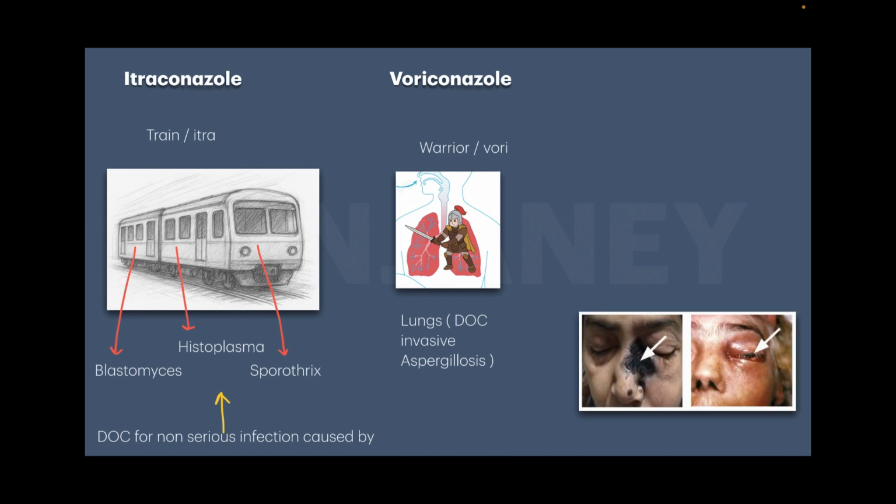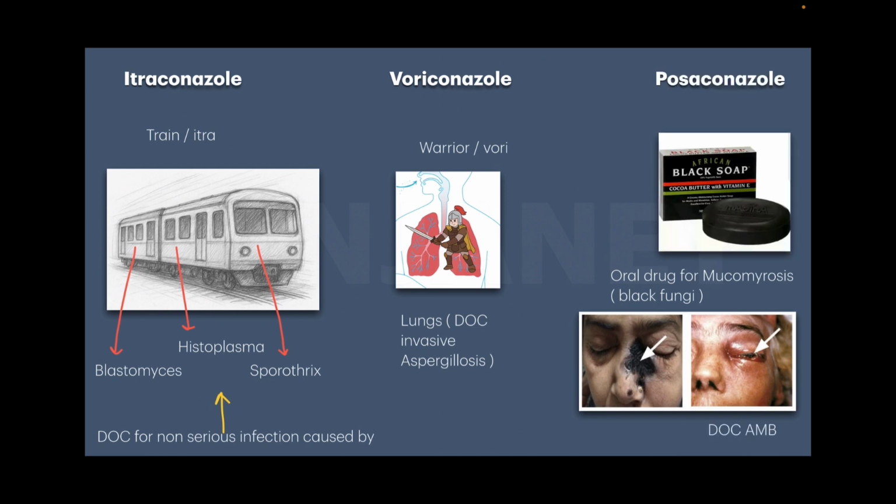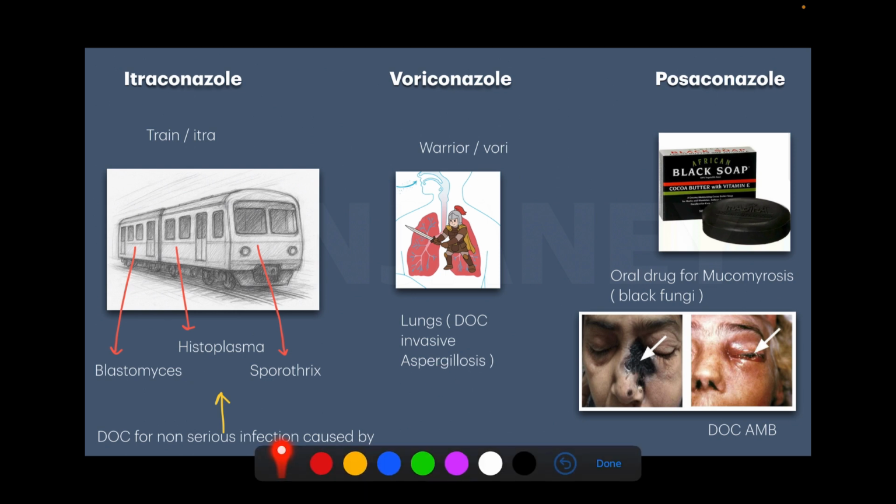So the last one is mucormycosis. Now mucormycosis is a black fungus, so we need a black drug to stop this fungus, right? So we have a black soap. From soap we have posaconazole. So you'll have to remember these diagrams, okay? So don't go with mnemonics, right? Just go with these images. The advantage is here you will know that invasive aspergillosis is acting on the lungs, or it's something related to the lung, that you will know. So it will help you in correlating it with other subjects also, right?